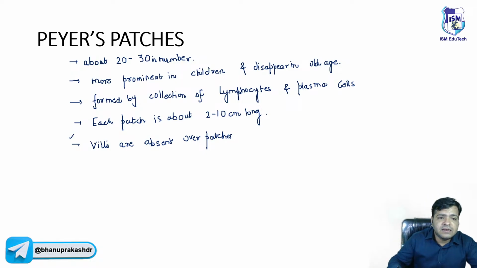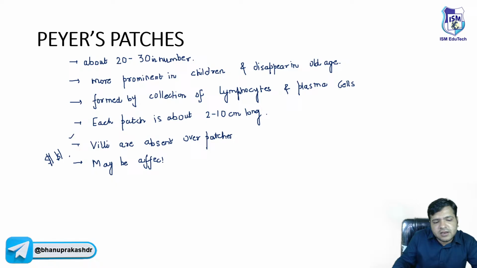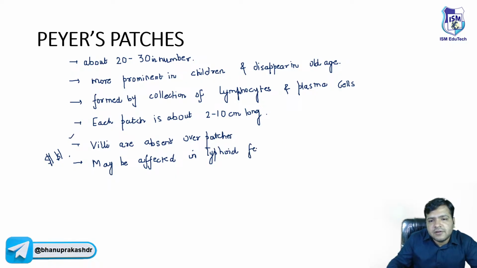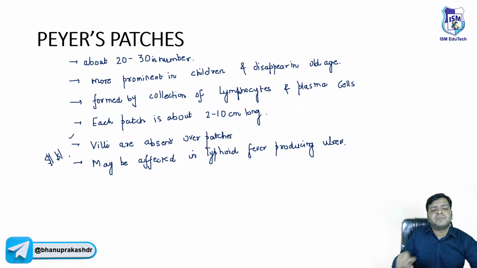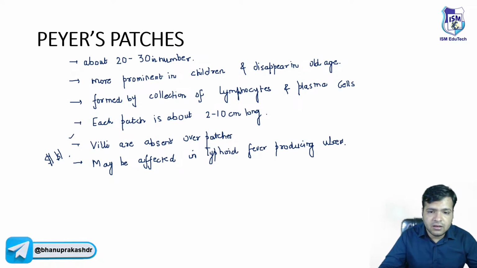And again, a clinical correlation that you have to remember, beta. These Peyer's patches may be affected in typhoid fever, producing ulcers. So yes, that is a clinical point related to Peyer's patches, right?